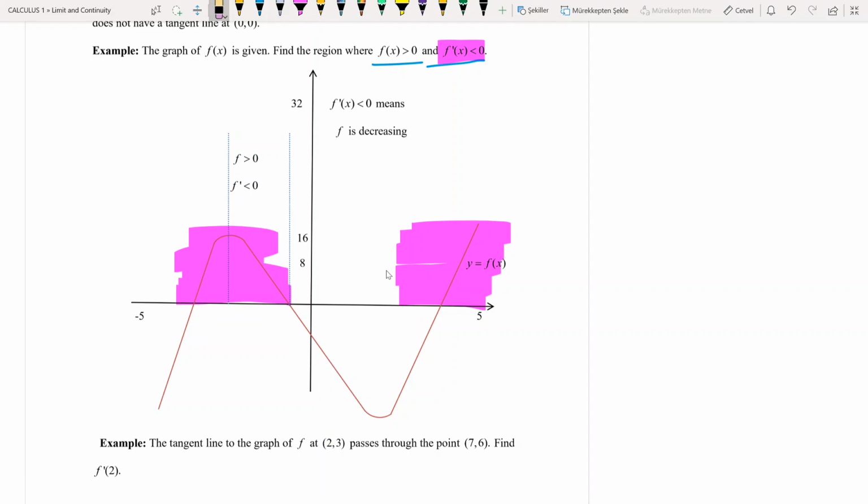So let's look at this part now. The function is positive from here to here, okay, and the function is decreasing on the given interval from this point to this point. So on this interval f is positive but its derivative is negative. That's all.